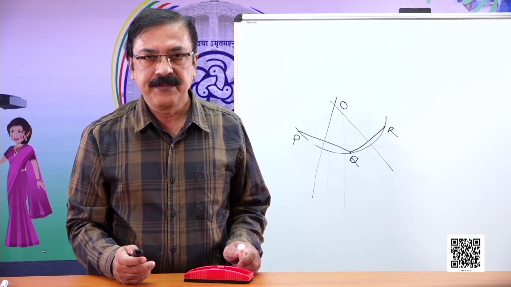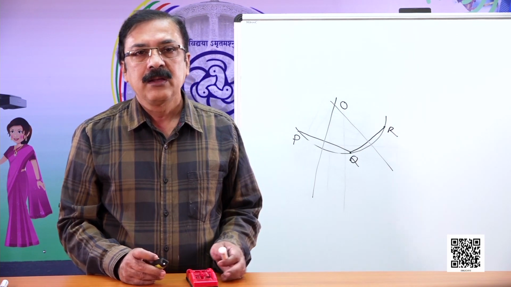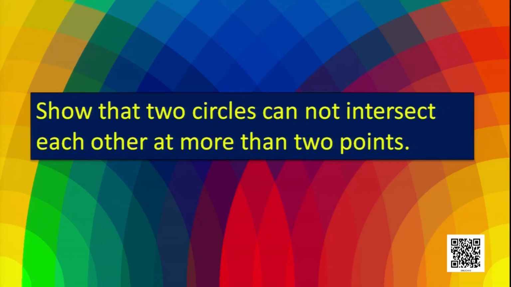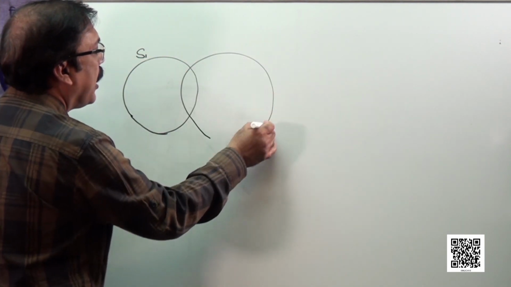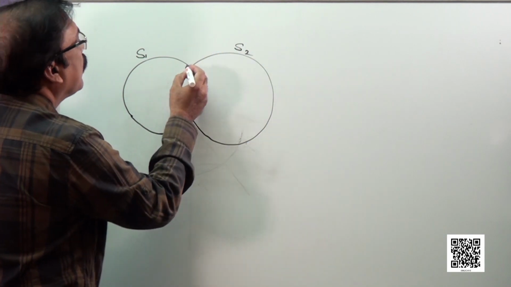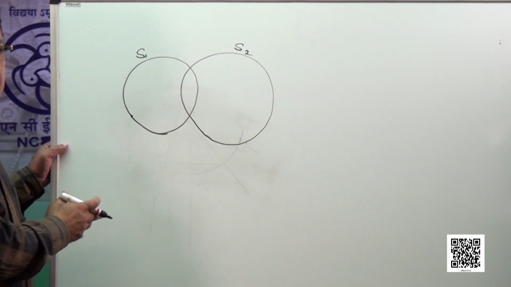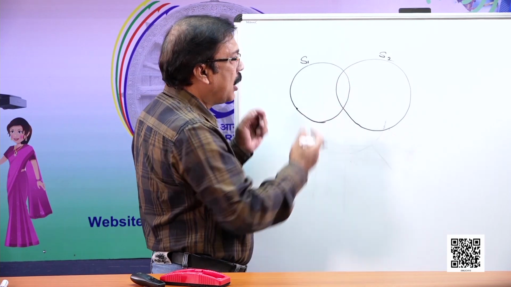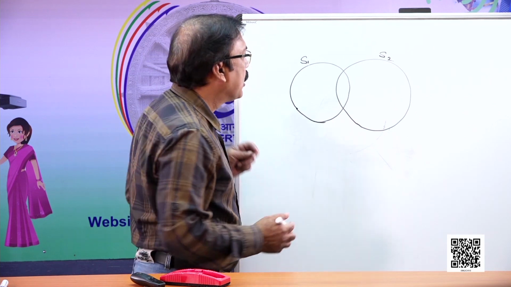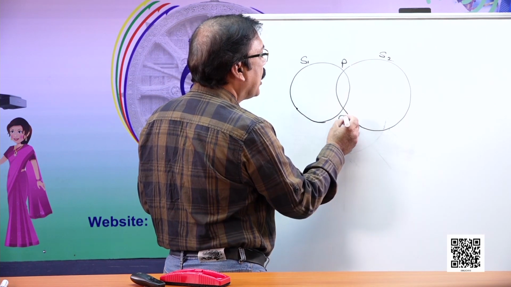Now, let's have some problem to solve. Show that two circles cannot intersect each other at more than 2 points. You see, suppose we have two circles. Let one circle be S1 and another circle be S2. Here, as you see, practically we have only 2 points where the two circles intersect each other. Suppose these 2 points are P and Q.